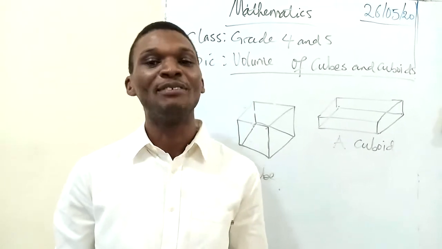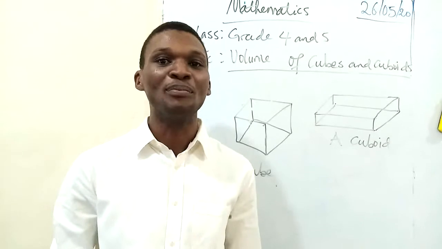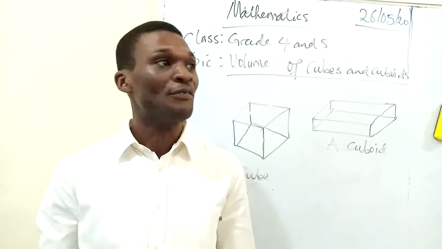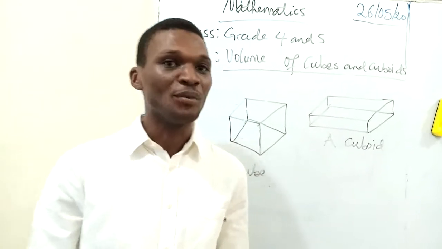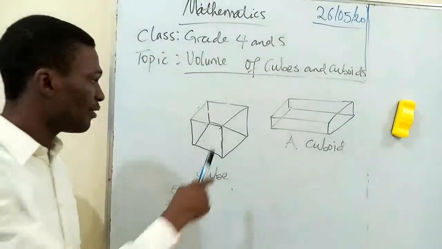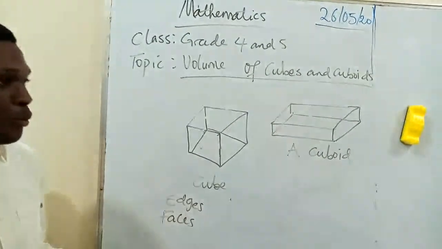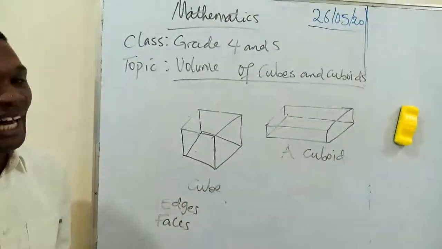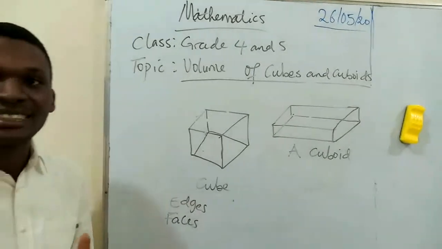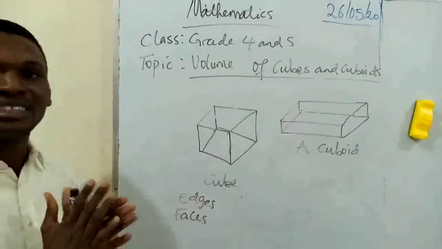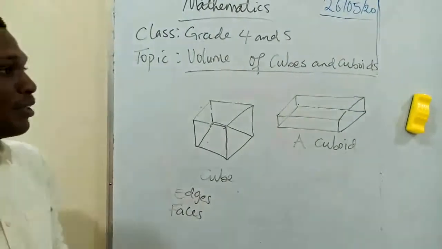Class for grade 4 and 5, and we'll look at the topic on the board, volumes of cubes and cuboids. As you can see on the board, we have a cube shape and a cuboid shape. All we have to do is give the formulas of the cube and the cuboid. But before we do that, we look at the different properties of cubes and cuboids.